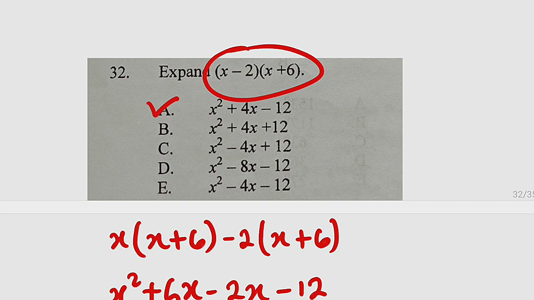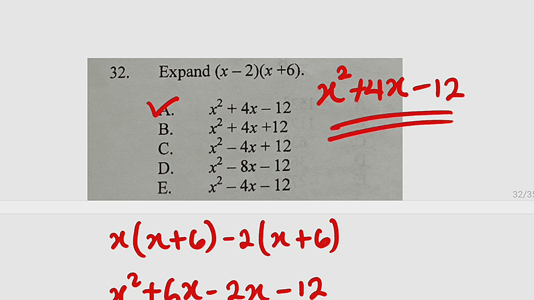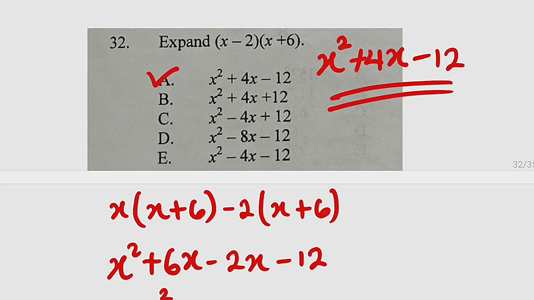Remember that this resembles quadratic factors. And remember, if you wish to factorize a quadratic function that is factorable, you think of two numbers that you can multiply together to get the constant, and when you add them together, you get the coefficient of the middle term. So, this is x squared. If you take this, you add it to this, negative 2 plus 6 will give us 4. So this is 4x. Then negative 2 times 6 is negative 12. As simple as that. Let us move on to question number 33.